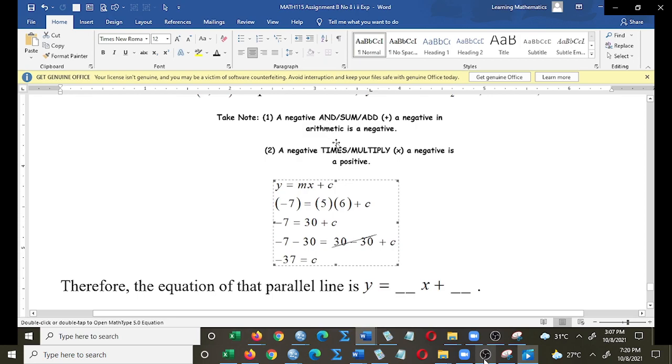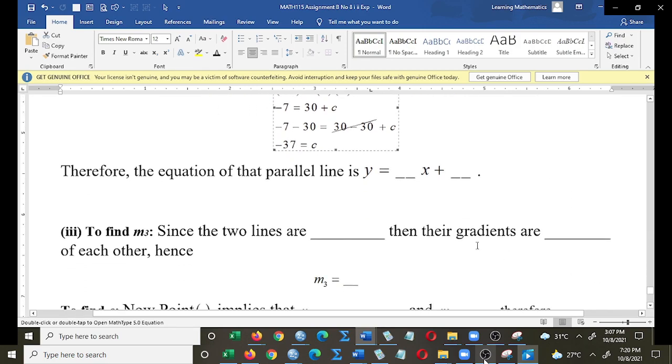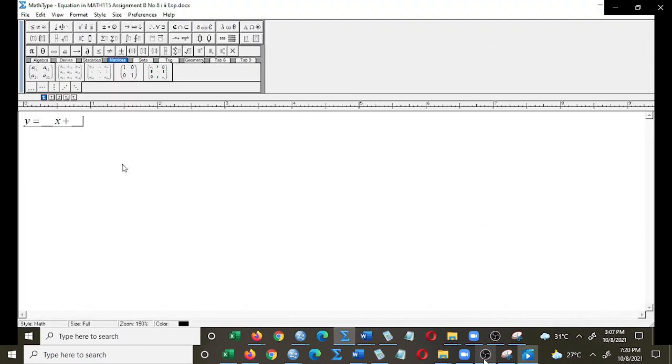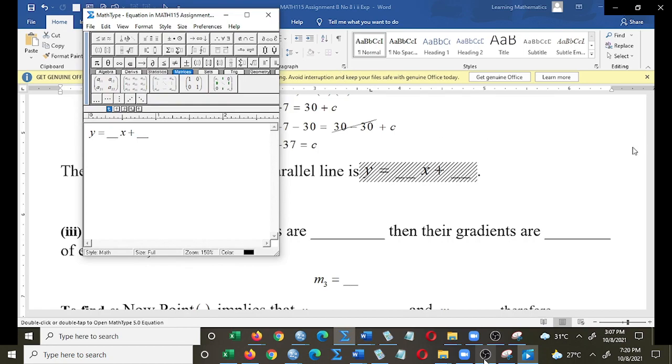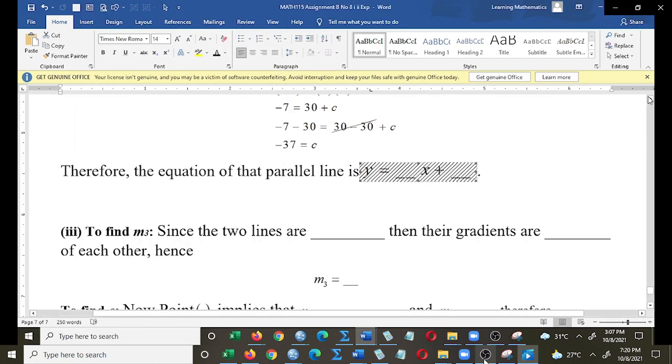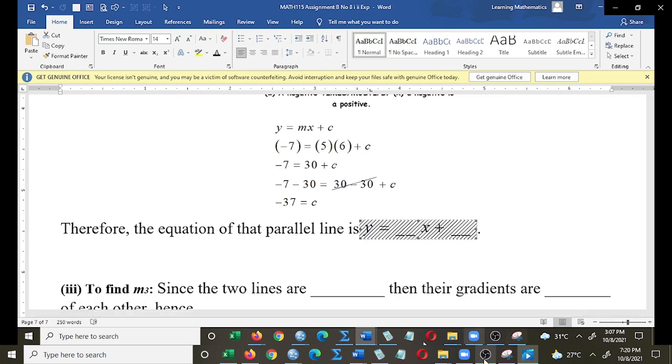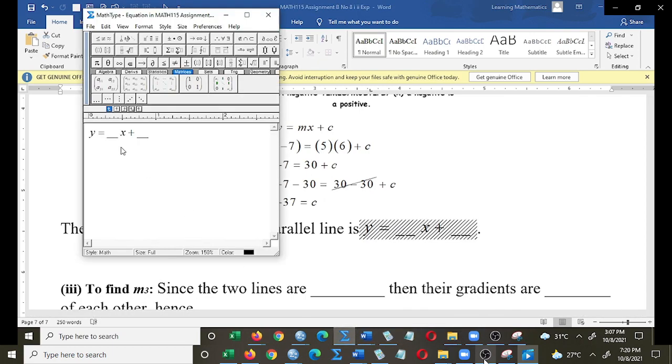And in arithmetic is a plus. The word "and" in arithmetic is a plus. So let's continue. You will read it later. Therefore, the equation of the line parallel: we have found the m and we have found c. How can we complete the equation? y equals 5x minus 47. Y is equal to 5x minus 37.